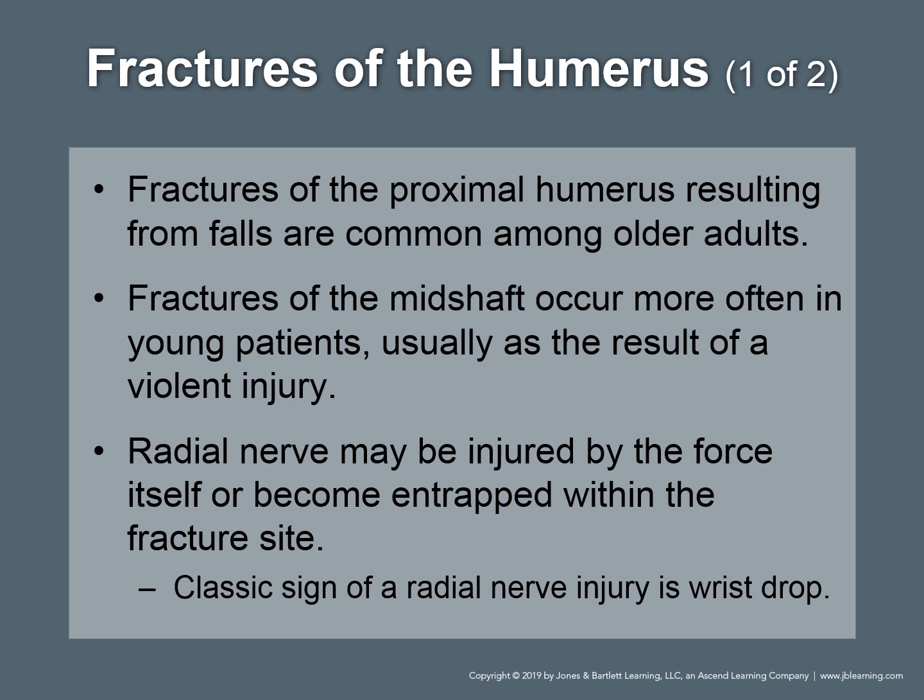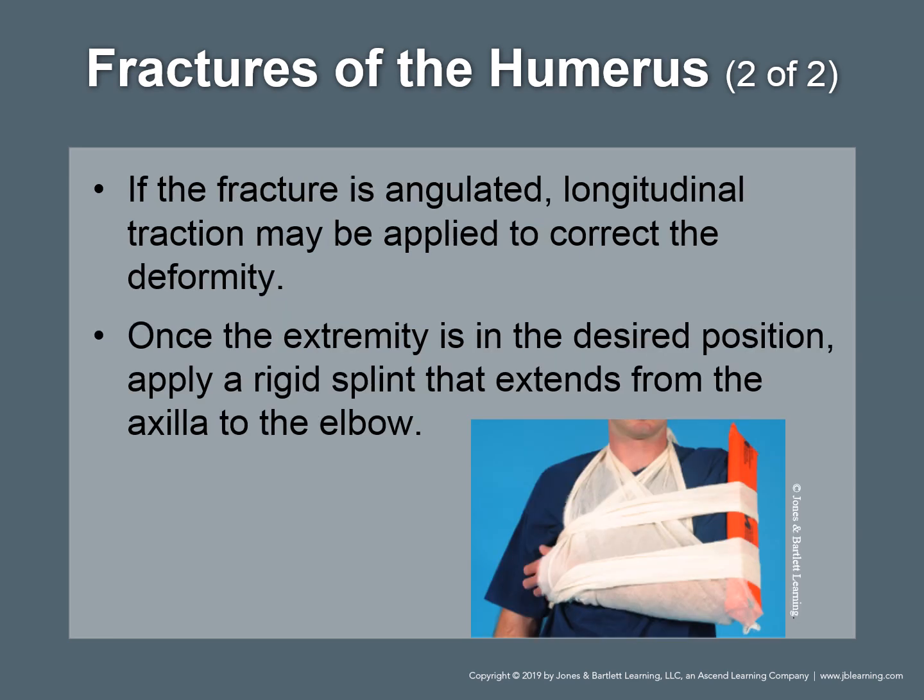The radial nerve may be impaired, and just the force alone can cause injury to that nerve, so keep that in mind. A lot of times that nerve will get hung up in that fracture site and basically cut off the feeling in the lower part of the arm. If the patient cannot hold their wrist up, wrist drop, that is a sign of radial nerve injury.